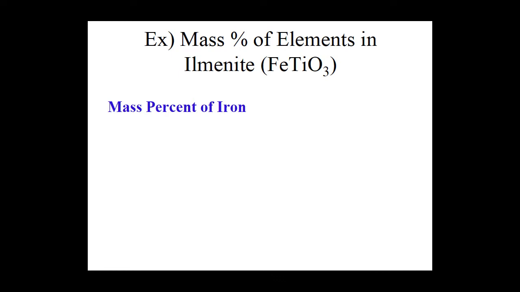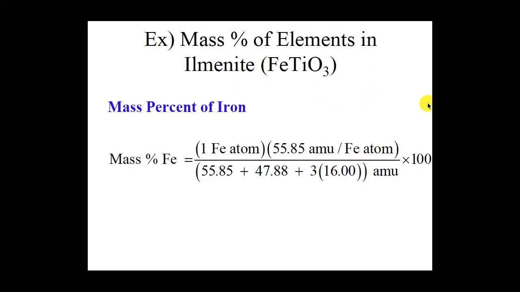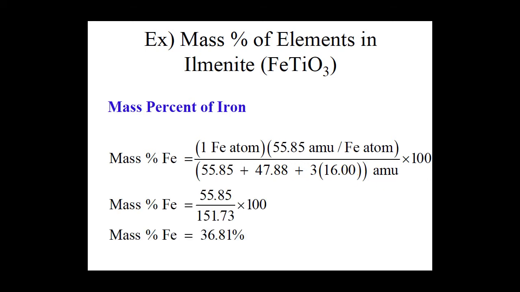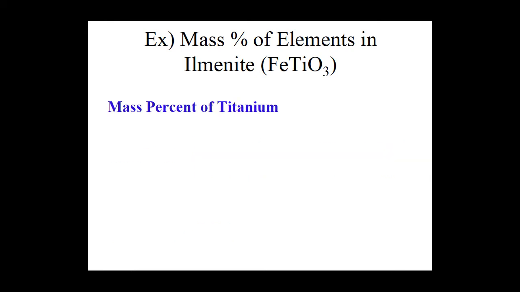Let's start with iron. We can see here that we've got exactly 1 atom of iron in 1 formula unit of this compound. We take that in the numerator multiplied by the atomic weight of iron, and we divide that by the formula weight of the entire compound. In this case, you can see here, this is iron, 47.88. That's going to be our titanium. And over here, you can see we have 3 oxygens. The subscript of 3, of course, indicates we have 3 oxygens. We multiply that by 16 AMU. Multiply that by 100%, and that gives us 36.81% iron by mass.